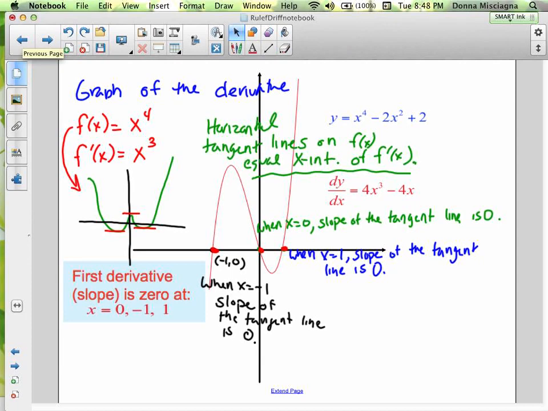Anyway, this is a good place for me to stop, and so I will. In the next podcast, we're going to look at radical functions and finding their derivatives, and then we're going to learn some more rules that will help us. All right, bye for now.